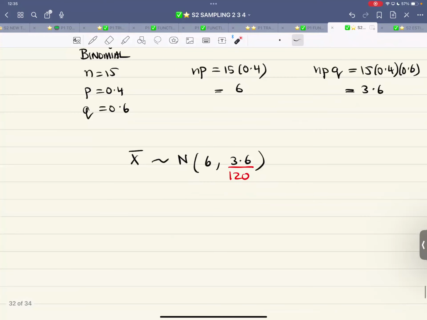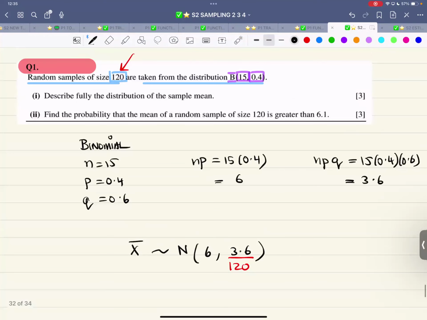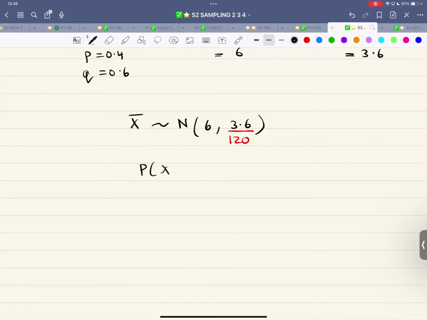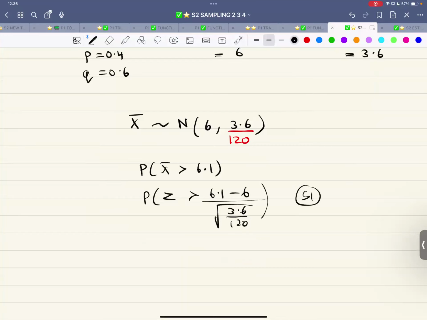So that is why once you get this data, you are back to square one. Describe fully the distribution of the sample mean. So expectation of x bar is 6. Variance of x bar is 3.6 divided by 120. And what are they asking? Find the probability that the mean of a random sample of size 120, they are further emphasizing that's the sample size, is greater than 6.1. So now you would say probability x bar is greater than 6.1, probability z is greater than (6.1 minus 6) divided by the square root of 3.6 over 120, and then you get this answer. All good, all clear?